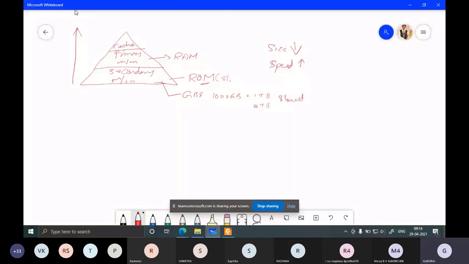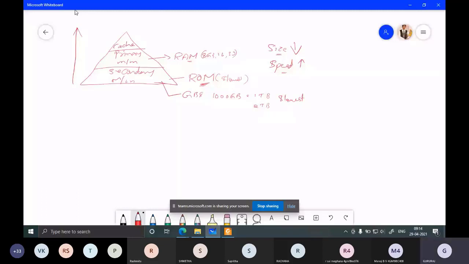As you move up the triangle, next you will encounter the primary memory, which is nothing but the RAM. As I told, if you move up the triangle, the size of the memory decreases, but the speed increases. Hence this RAM will be much faster compared to ROM, but the size of the RAM is usually less. It will be, again, in terms of GBs, but 8 GB, 16 GB, 32 GB, that's all.